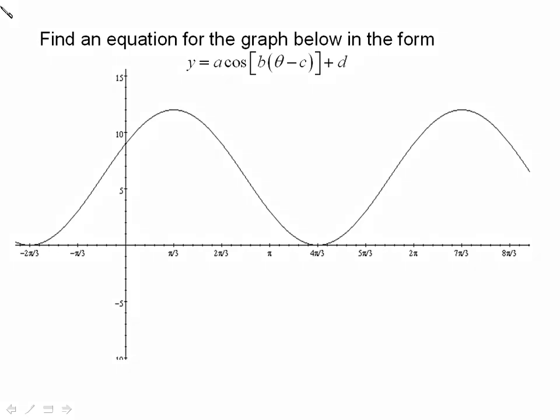So to begin with, we want to find an equation for the graph below in the form y is equal to a cos b theta minus c plus d. So in other words, we want to express this one as a cosine curve. And the method is the same as it has always been for these type of problems. We need to find the four parameters a, b, c, and d.